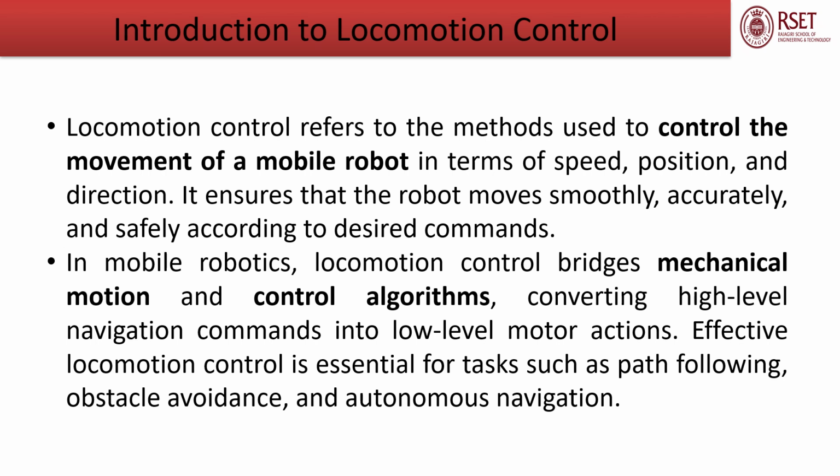The robot may drift, overshoot its target, or oscillate during movement. Therefore, this module focuses on how robots control wheel motion, adjust steering, and respect physical motion constraints. In short, locomotion control is a foundation that enables autonomous navigation.